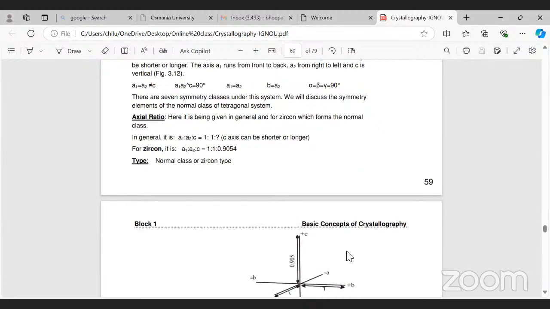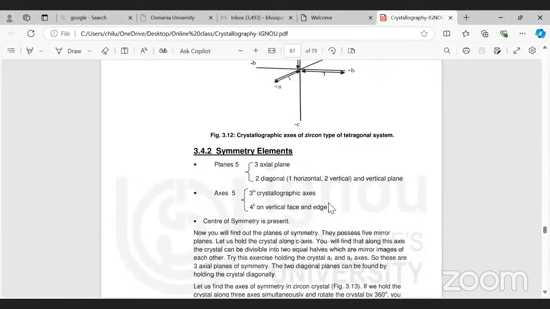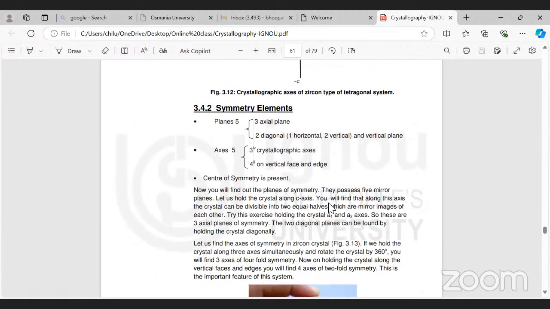The symmetry elements: one more thing, we normally call it the zircon type of crystal system, because zircon is the best example for this. In the number of symmetry elements, five, here we have five planes and the three axial planes.